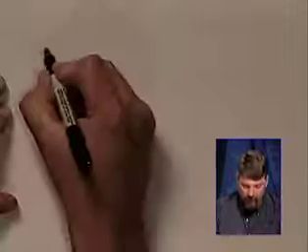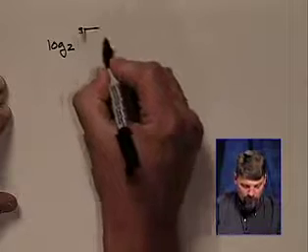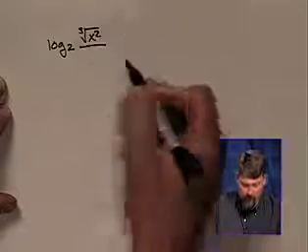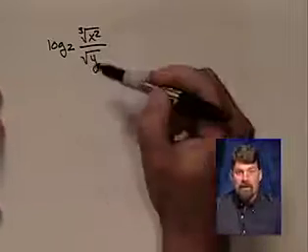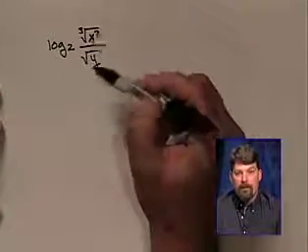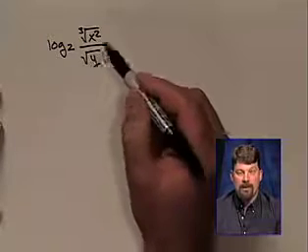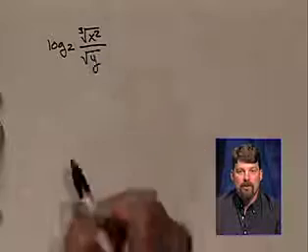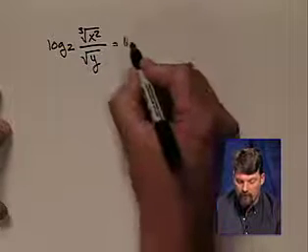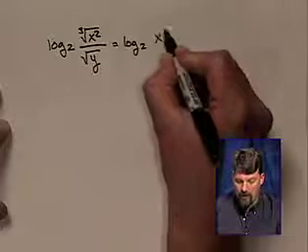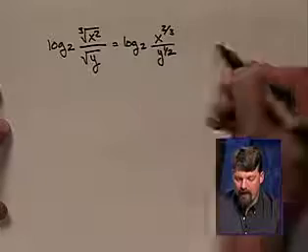We have the log base 2 of the cube root of x squared divided by the square root of y. Now, the argument of this logarithm involves some radicals. And often it's easier or convenient to convert these radicals to rational exponent notation. So I'll do that first. That'll give us the log base 2 of x to the 2/3 divided by y to the 1/2.